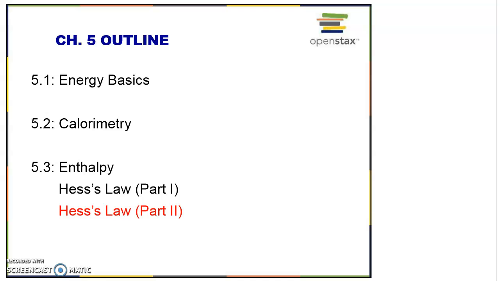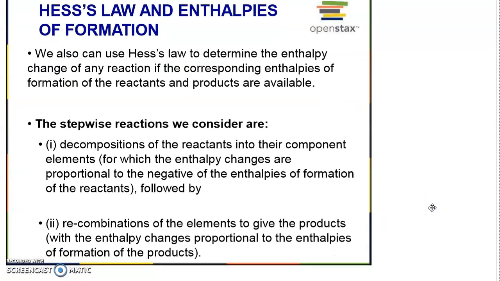Okay, so what about today? In this video, you are going to learn about the second part of Hess's law. We can use the second part of Hess's law to determine the enthalpy change of any reaction if the corresponding enthalpies of formation of the reactants and the products are available. That means we can calculate the enthalpy of the reaction based on the published data, based on the formation of each reactant and products.